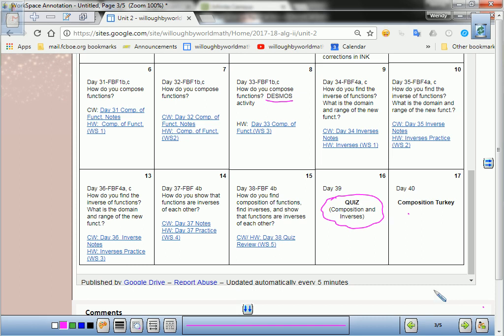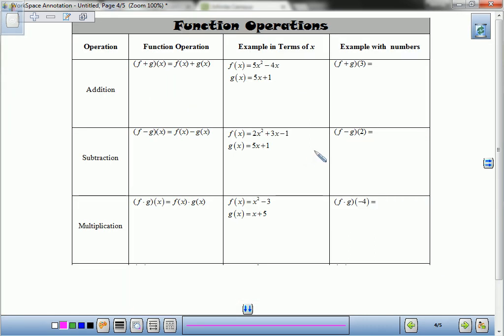We just talked about what's happening in the next 2 weeks. Your next quiz is on November 16th, which is not this Thursday, but next Thursday. And today we start operations with functions. So today we're going to look at a couple different things. We're going to add, subtract, multiply, and divide functions. And we're also going to evaluate functions for a value.